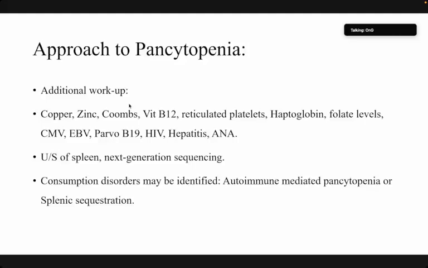You can do copper, zinc, Coombs, vitamin B12, reticulated platelets, haptoglobin, folate levels, and a viral screen for CMV, EBV, Parvo B19, HIV, hepatitis, ANA. An ultrasound should also be done, in particular looking at the spleen, and next generation sequencing can also be done. Consumption disorders may be identified, such as autoimmune-mediated pancytopenia or splenic sequestration. It's DNA testing done via blood.